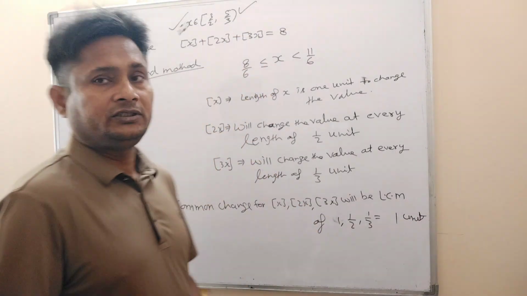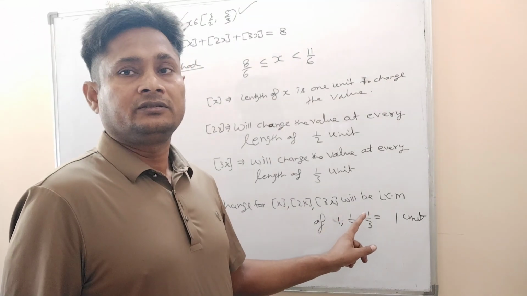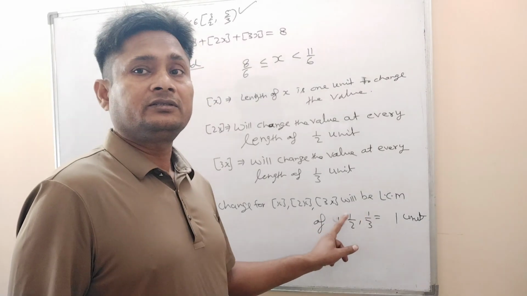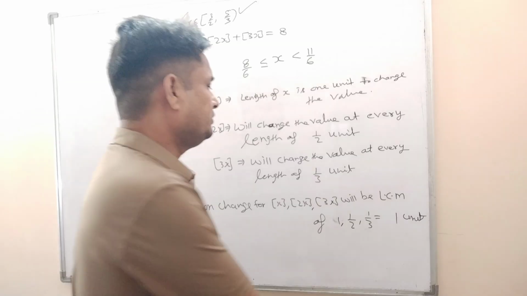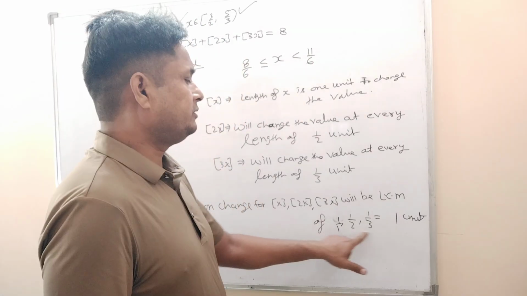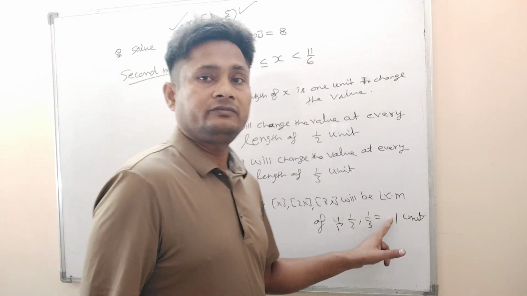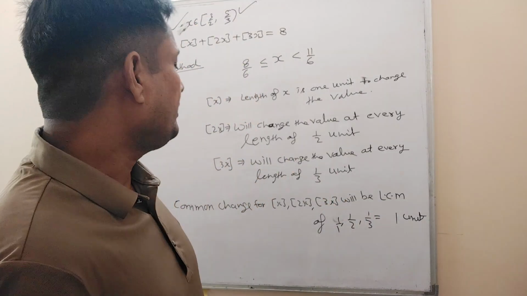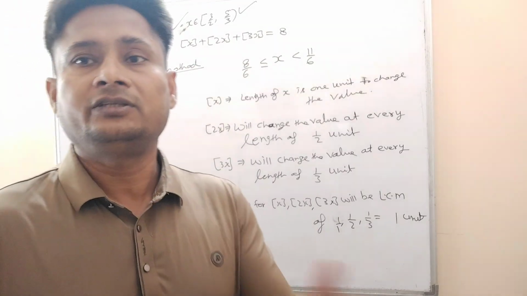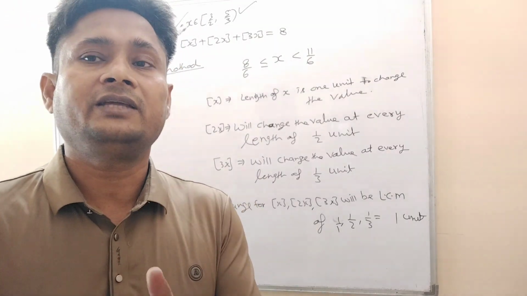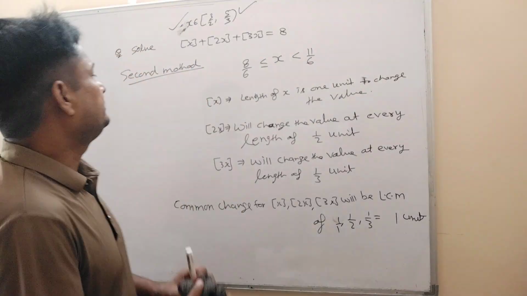How will you take the LCM of these numbers? Take the LCM of the numerators and the HCF of the denominators. HCF of the denominators will be 1 and the LCM of the numerators will be 1. That means all three greatest integers will change the value at every length of 1 unit interval. Right? So now discuss this one.